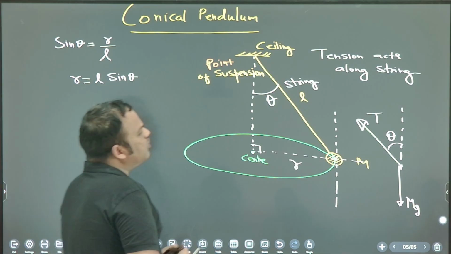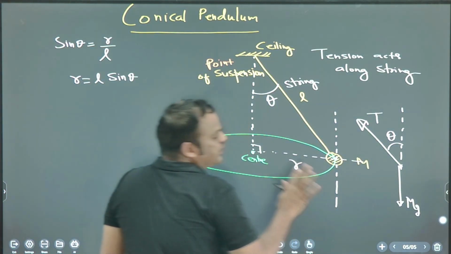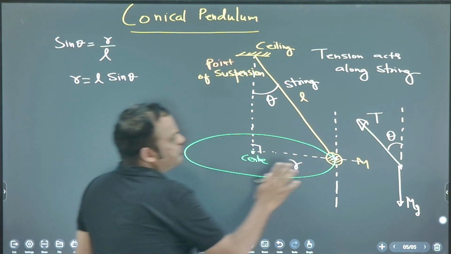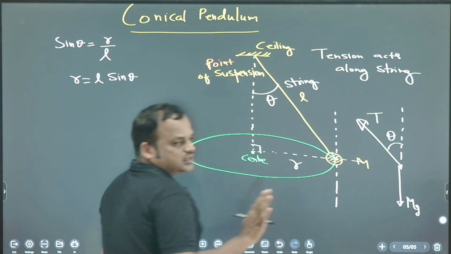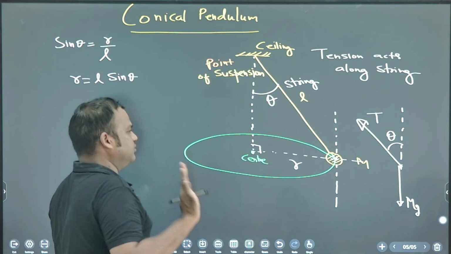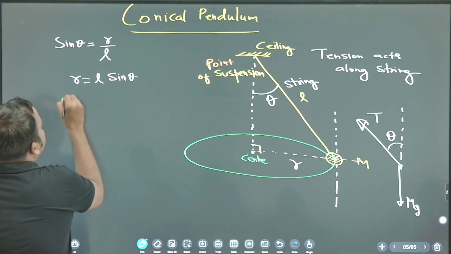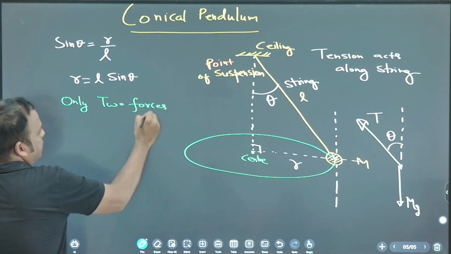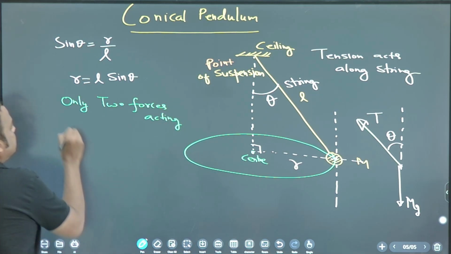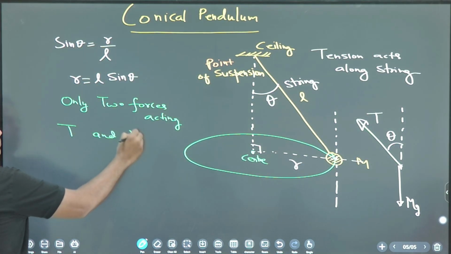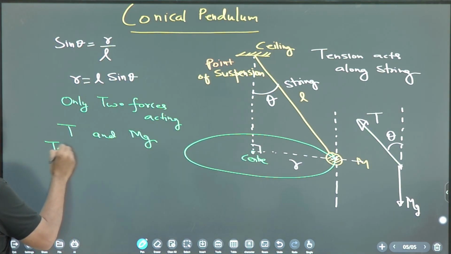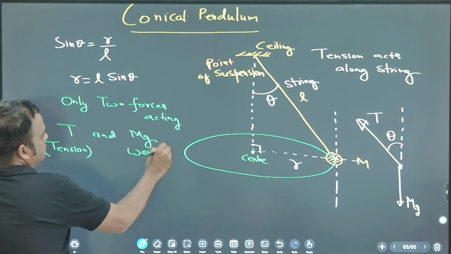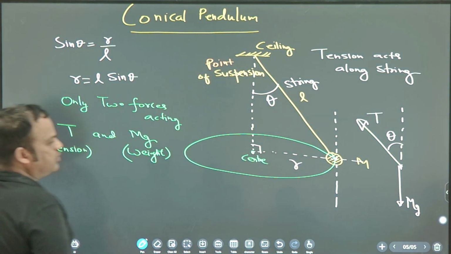Now tension is acting along the string. Any other force? Mg. How many forces? Two forces. Any other? No. Only two forces. Note down, only two forces acting: tension and Mg.